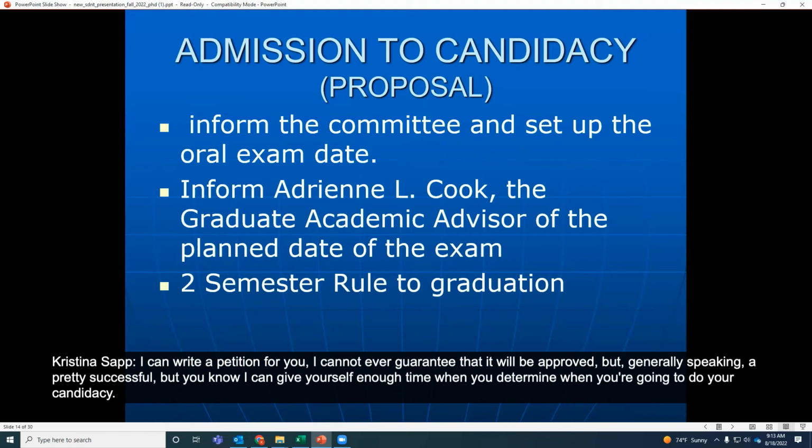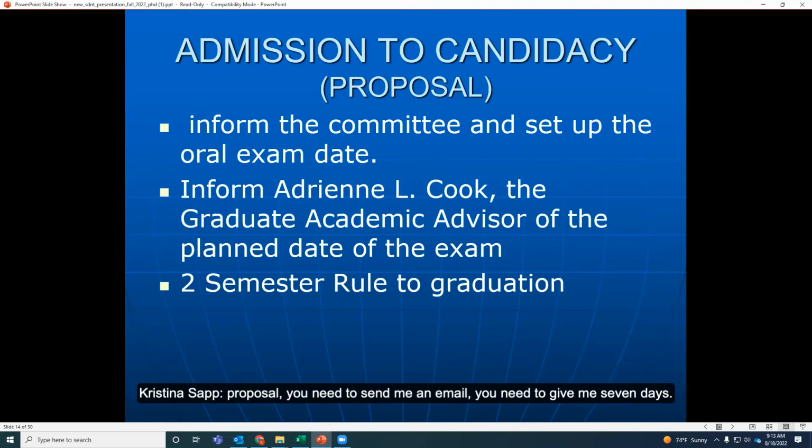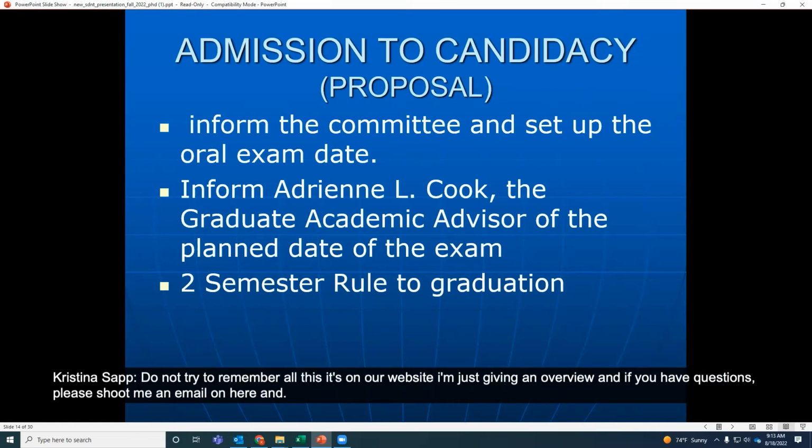When you determine when you're going to do your candidacy proposal, you need to send me an email. You need to give me 7 days notice so that I can get the paperwork ready for you. Do not try to remember all this. It's on our website. I'm just giving you an overview. And if you have questions, please shoot me an email. I'm here.